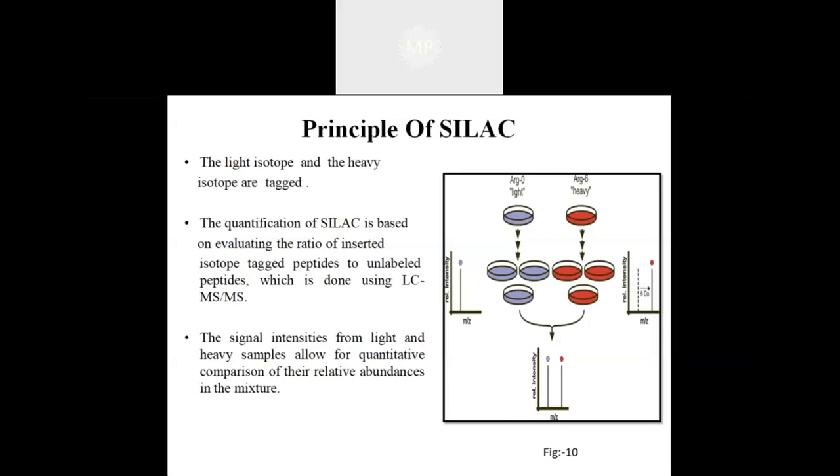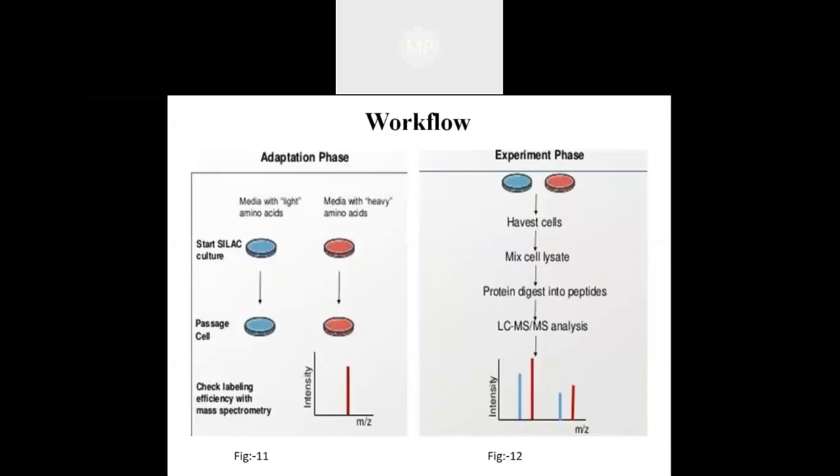All proteins produced by cells grown in the heavy media include a heavy amino acid. The quantification of SILAC is based on evaluating the ratio of isotope-tagged peptides to unlabeled peptides, which is done using LC-MS. The signal intensity from the light and heavy samples allows quantitative comparison of their relative abundances in the mixture. So this is the workflow of SILAC.